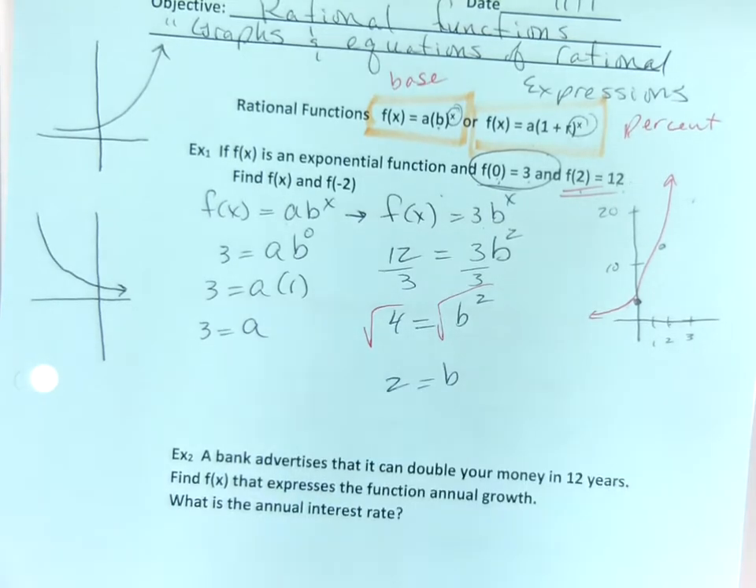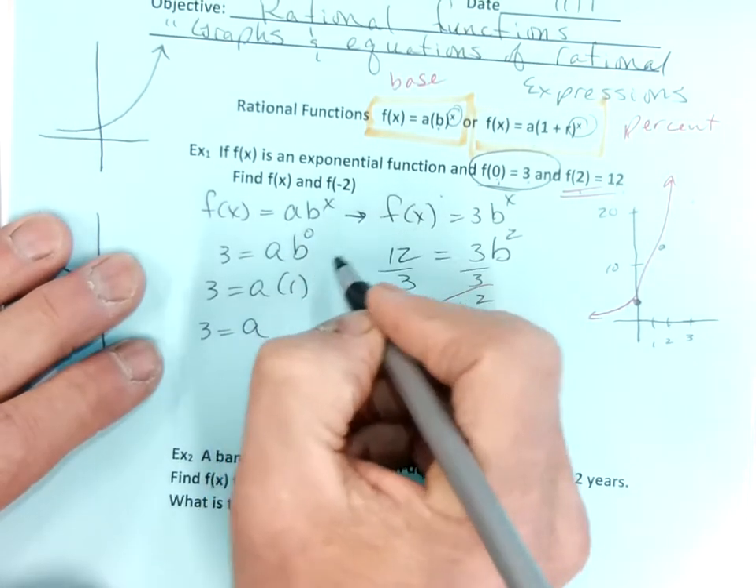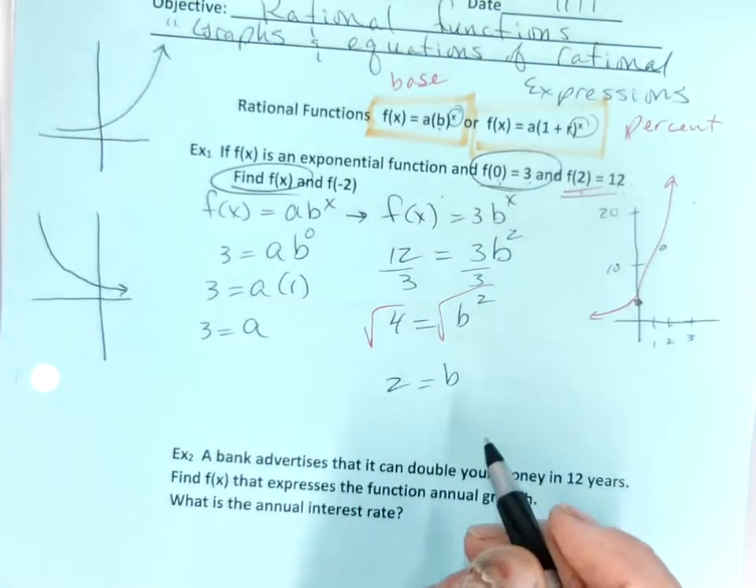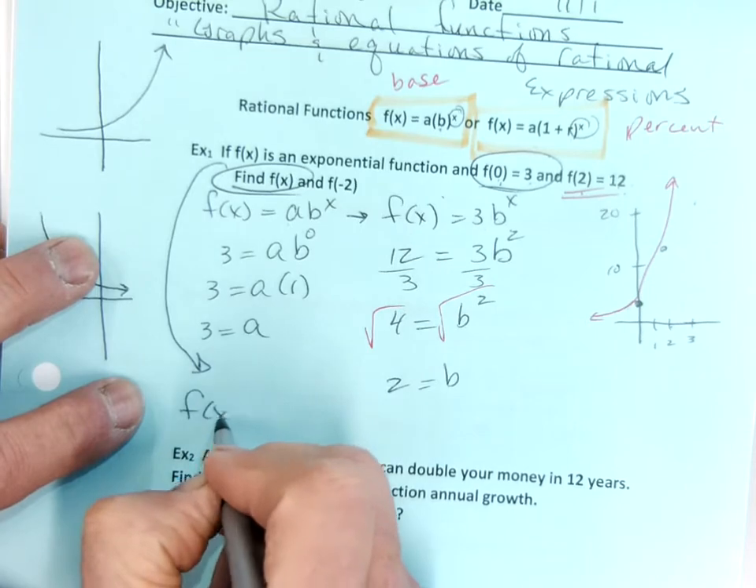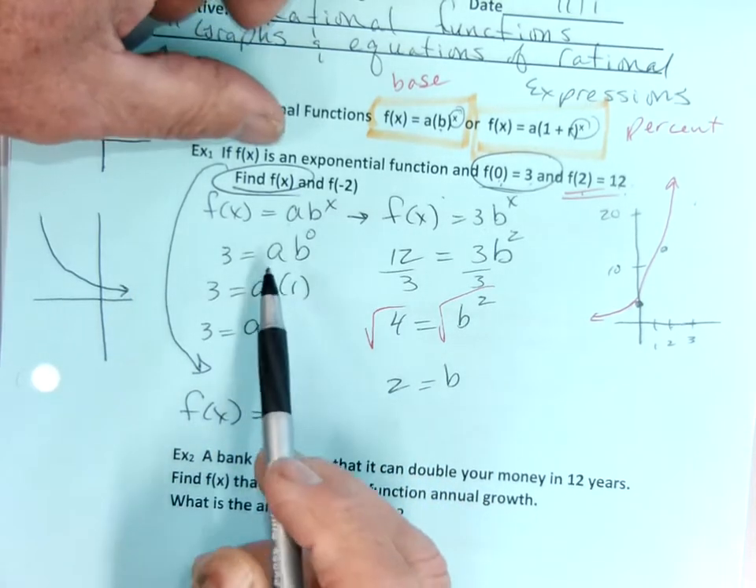All right, now we have an equation. So it says find f of x. I can write f of x. Find f of x. It's going to be f of x equals a.